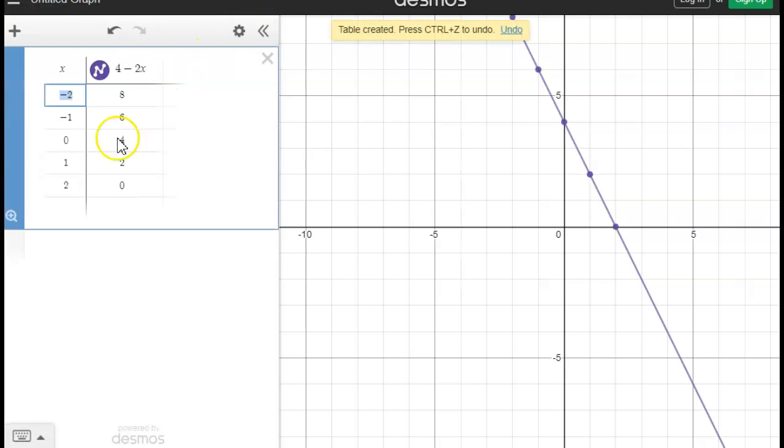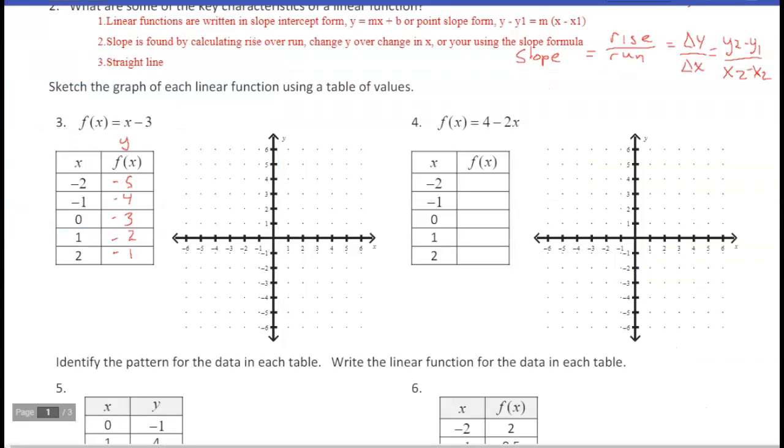Change it to a table. Notice it goes back to that original table that you can edit, and it just counts down by 2's. 8, 6, 4, 2, and 0. So I can come back over here and do 8, 6, 4, 2, 0. So for graphing these, it says sketch a line. Probably the easiest thing to do would be to go -2, -5.